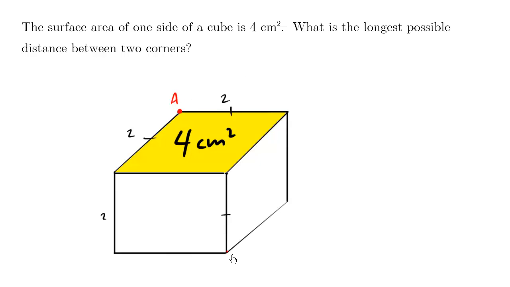We'll call this A, we'll call this B, and we know that this corner to this corner, or this corner to this corner, etc., is going to be the longest distance. Here to here would be straight, it'd be 2, but here to here would be a bit longer, but even longer would be going from here to here. So let's think about this.